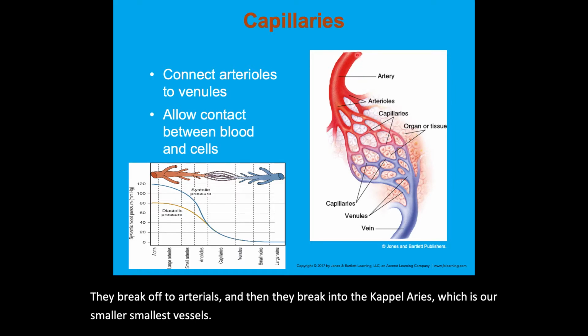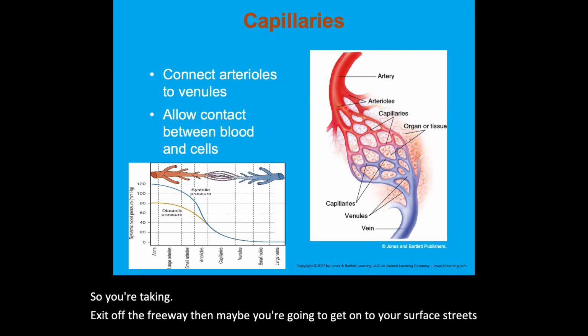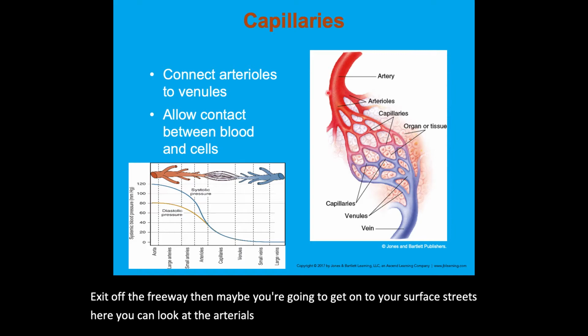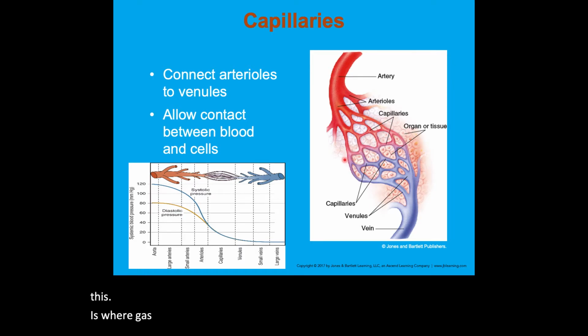So you're taking the exit off the freeway, then maybe you're going to get onto your surface streets here. You can look at the arterioles as surface streets. Then when you get into the capillaries, you are in the neighborhood. So you're on residential roads. And this is where gas exchange occurs.